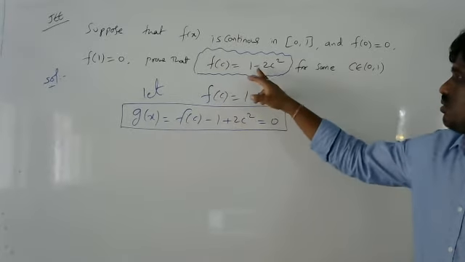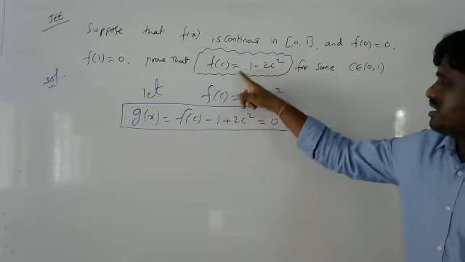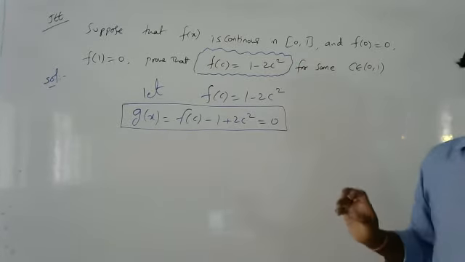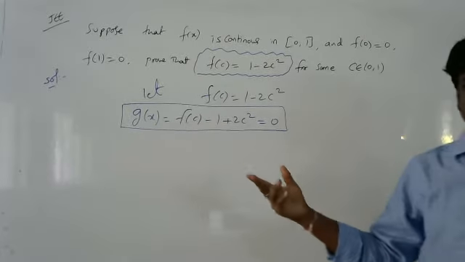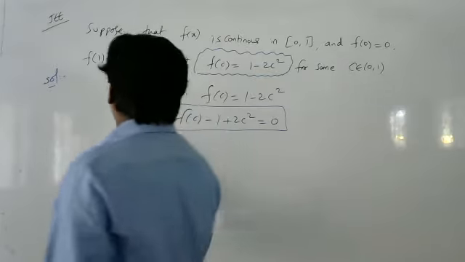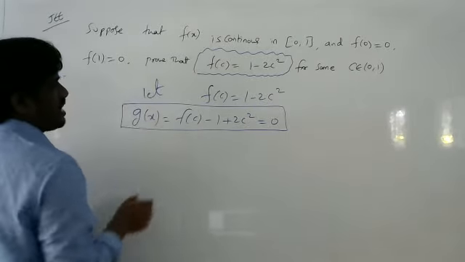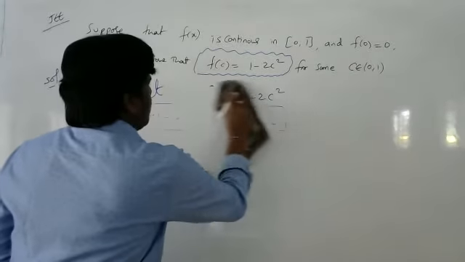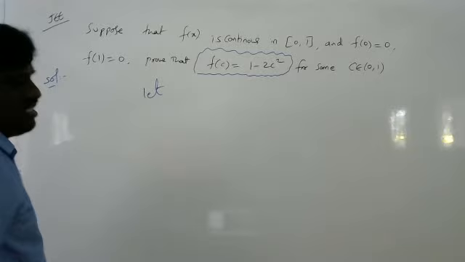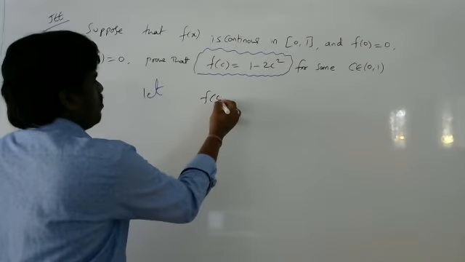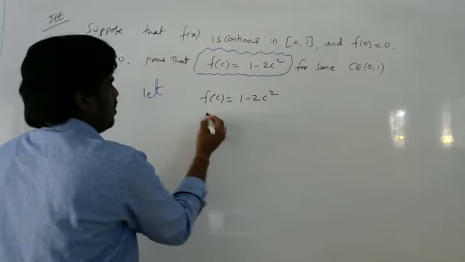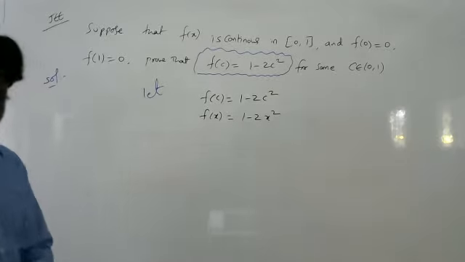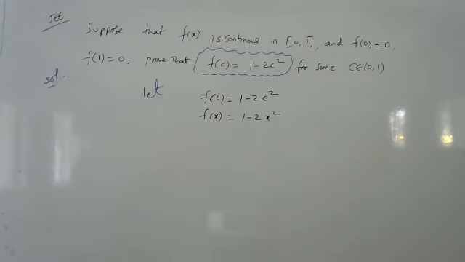f of c is equal to 1 minus 2c square. I have to send the 1 this side, so I get minus 1, and the minus 2c square I will send this side as plus 2c square. And I have to assume this is another function. Sorry, I have taken it in c. f of c is equal to 1 minus 2c square, so f of x is equal to 1 minus 2x square. Are you getting that?